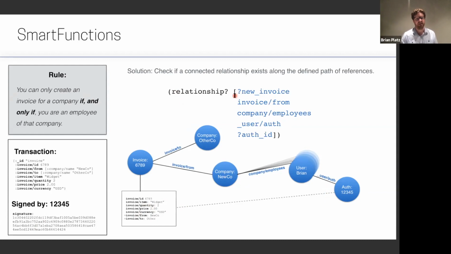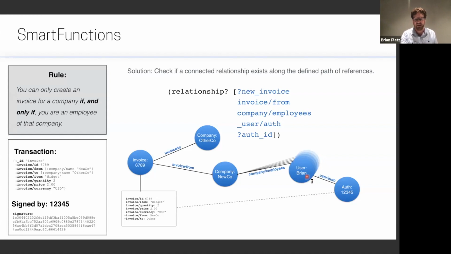And all it does is say, does this relationship exist? The relationship is: the new invoice, if it follows the from field here, and then follows the company employees field here, and then follows the auth field, does the auth ID of whoever sent the transaction match the invoice, which comes from the link to the proper company? And this one simple rule can secure the entire network about who can submit invoices.